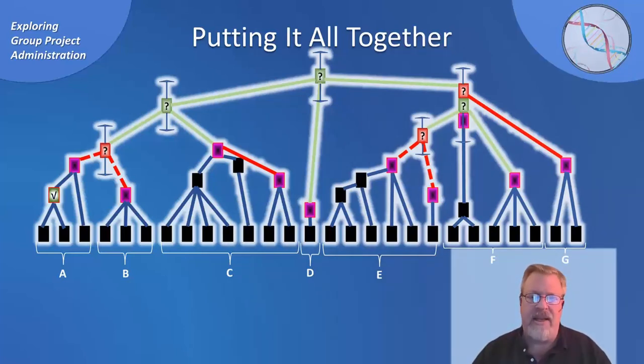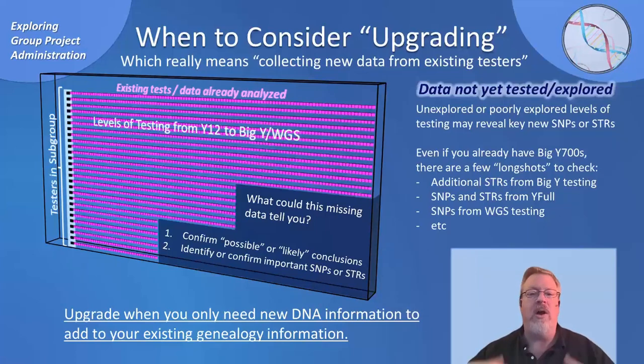So that's the kind of information that you now have to go on and find out, how do I test someone new? So now we get into the question of, how do I find people, how am I going to get new information into this group? So when you look at your existing subgroup, let's start there and talk about how to find some new testers later. So when do you consider upgrading?